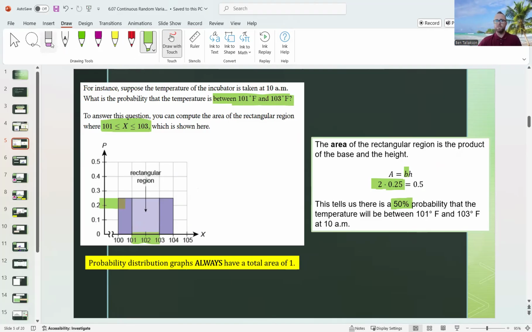So really what that means is if we look in the incubator at 10 a.m., there is a 50% chance that the temperature is between 101 and 103. And does that look accurate? It's always a good way to check your work. Does this light purple rectangular region look like 50% of the entire larger purple rectangle? It does. So we're feeling good about that.